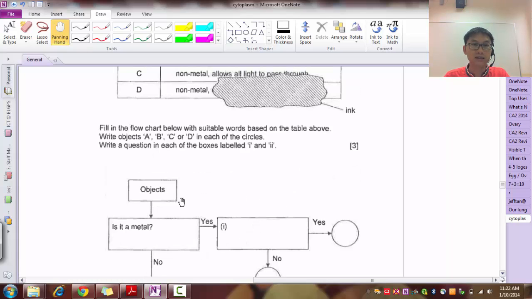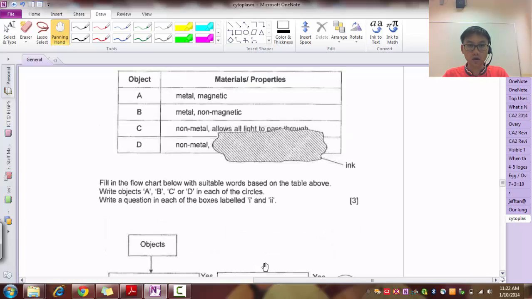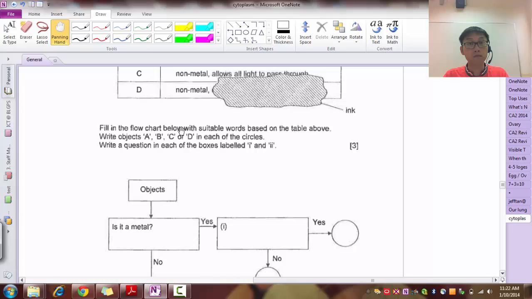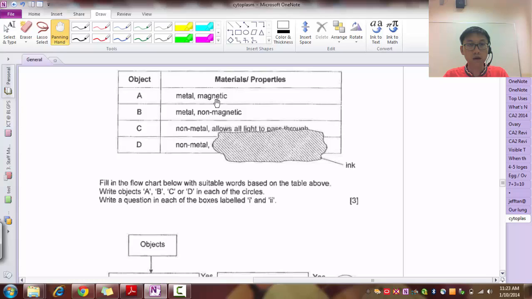Okay, so let's see. Let's start with objects. Is it a metal? Yes. Then this, and then yes and no. So let's see. I've got A, B, C, D. So let's look at A first. A is a metal and it's magnetic. So let's see. Objects is a metal? Yes. So A should belong to this group. It's either here or here. So what should this question be? What is the next property of A?